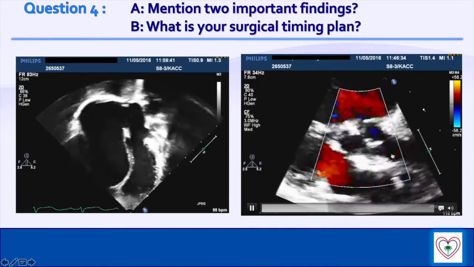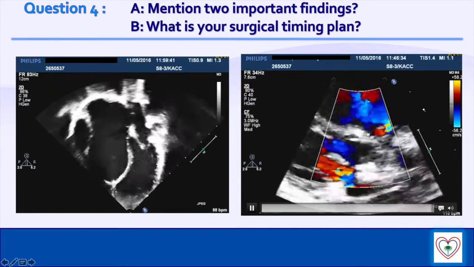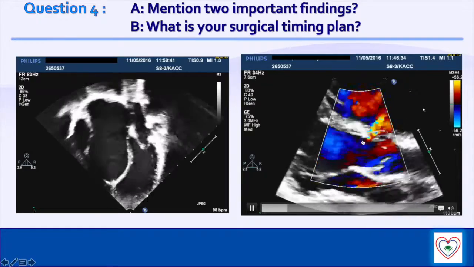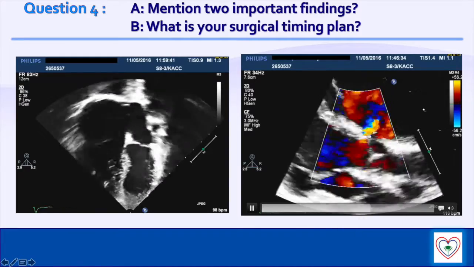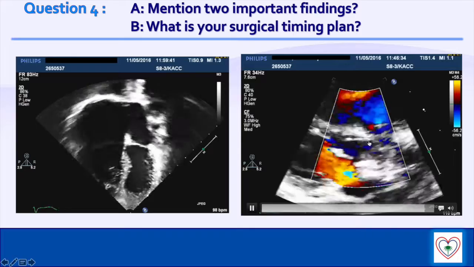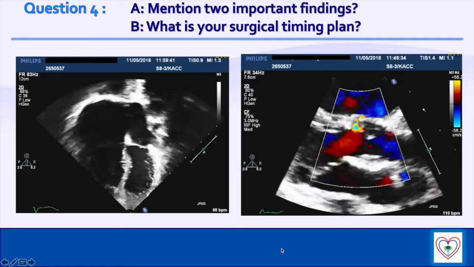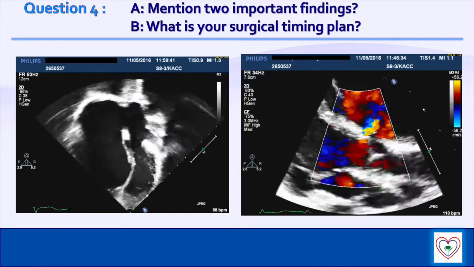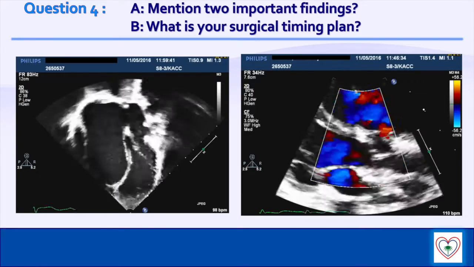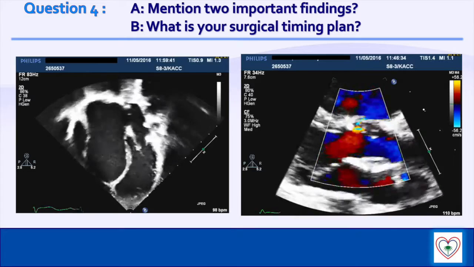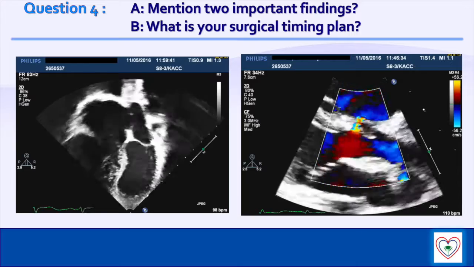But here, this is the same patient with parasternal long axis. What do you notice here? We notice that there is a small ventricular septal defect with a left to right shunt. But also, if you look carefully, you can see that the aortic valve cusp is pushed into this ventricular septal defect. So the two important findings: we have an Ebstein anomaly as well as a perimembranous ventricular septal defect, and also we have prolapse of the aortic valve into the ventricular septal defect.